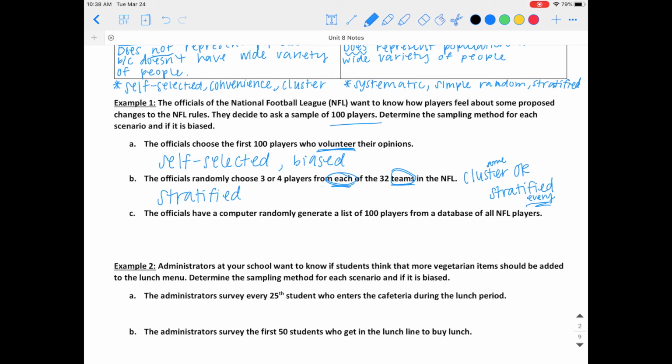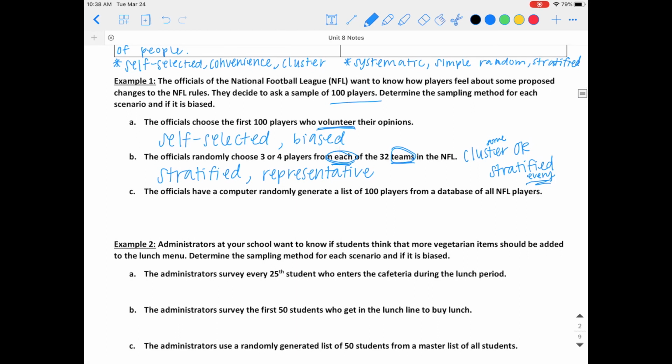And since we're going to be having some players from every single team, that's going to be pretty representative of the entire group of NFL players. So this one is going to be a representative sample.